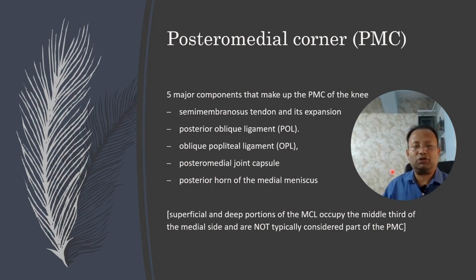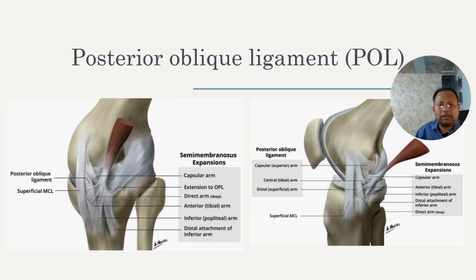Here in the posteromedial corner, we will not include the medial collateral ligament, that is part of the medial knee, and on the posterior side it is not there. So let us see this picture. As I told, the semimembranosus tendon and its expansion. This is the semimembranosus tendon, and its expansion means it has multiple divisions. I'm not going into detail of it.